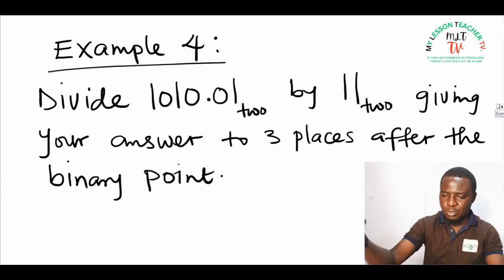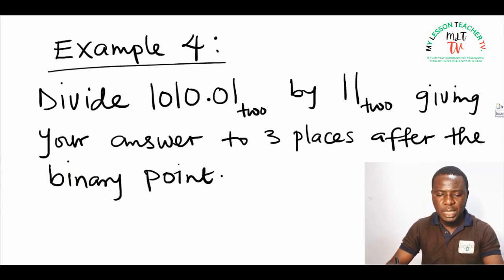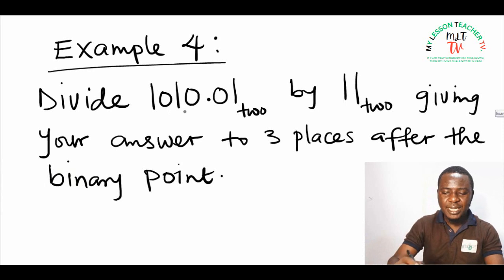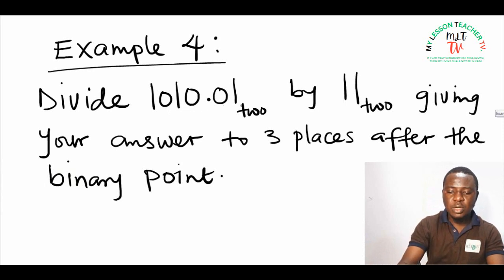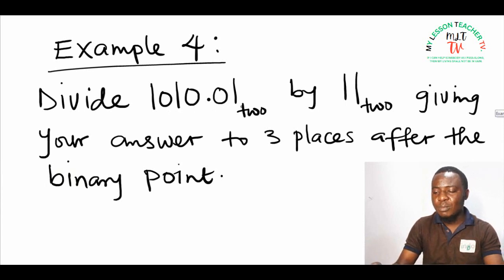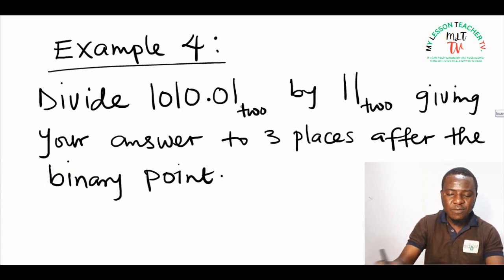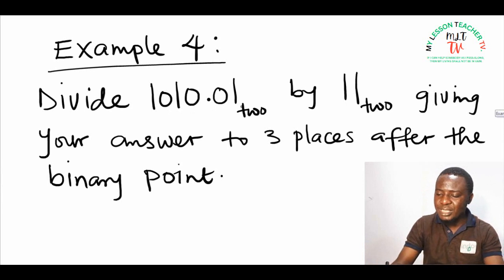Let's take two more examples. We are asked to divide 1010.01 base 2 by 11 base 2. And we're asked to give our answer to 3 places after the binary point.